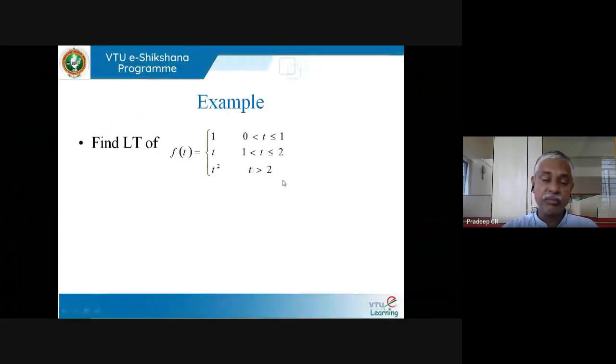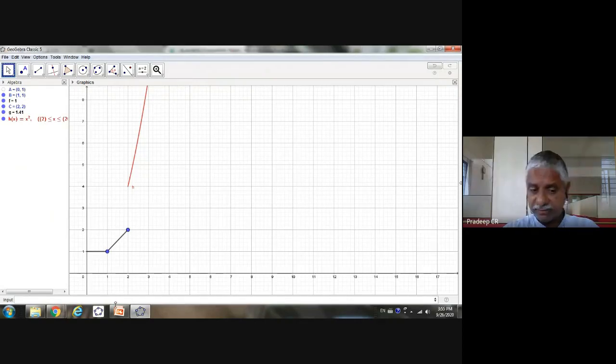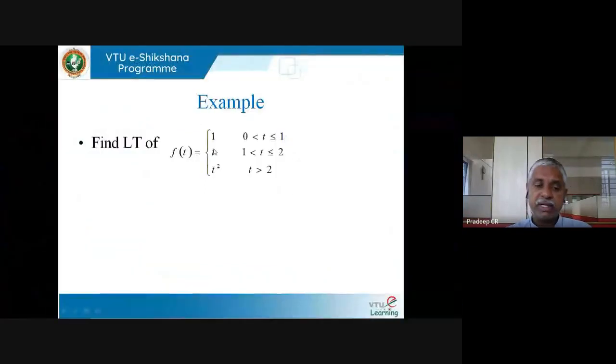So I had promised this kind of thing where the function has three different forms in three different patches. In this case, for the patch 0 to 1, the function looks one way. Patch 1 to 2, it looks another way. Patch 2 onwards, it looks yet another way. So that is why this is a different kind of function. So I want to find the Laplace transform of this. So how do I do that?